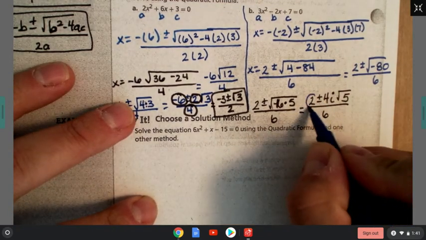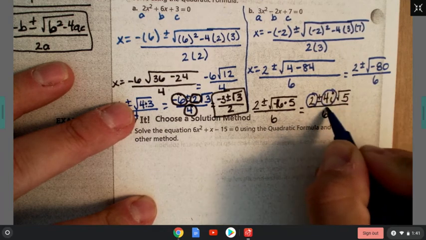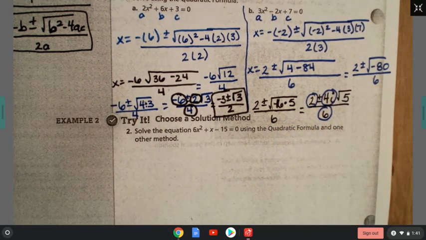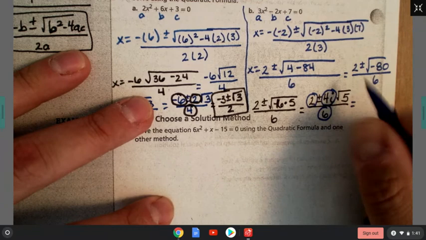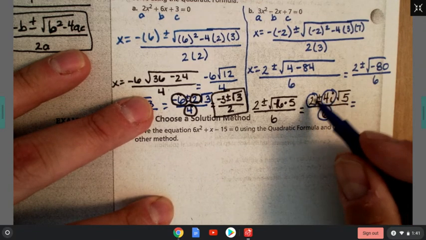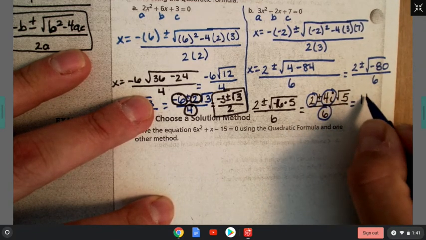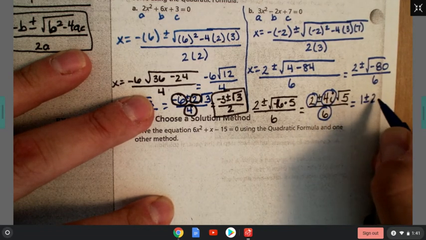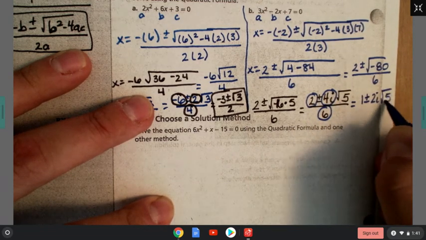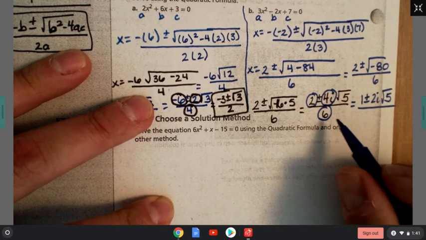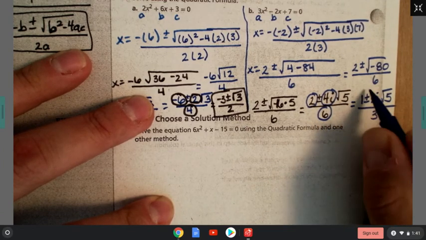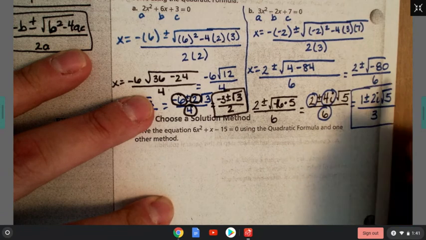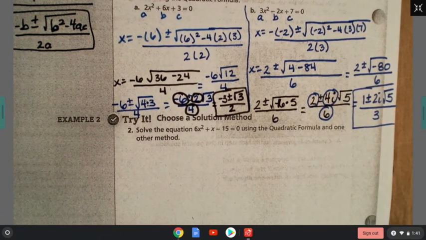Look at the numbers in front. 2, 4, and 6. They're all even again. So I could divide all of those by 2. 2 divided by 2 is just 1. 1 plus or minus. 4 divided by 2 is 2i. The 5 isn't going to change. And then 6 divided by 2 is 3. There's my final answer.